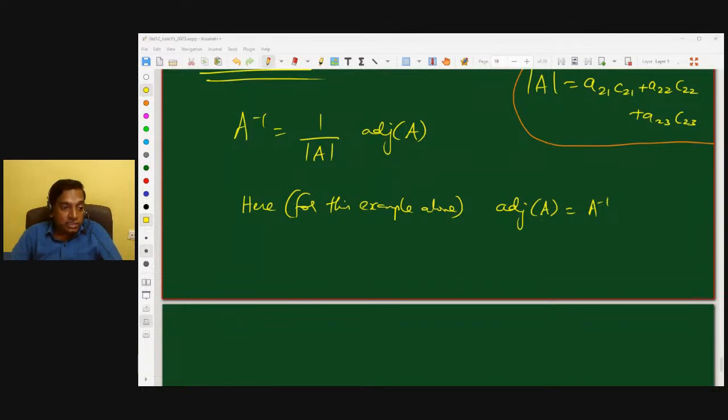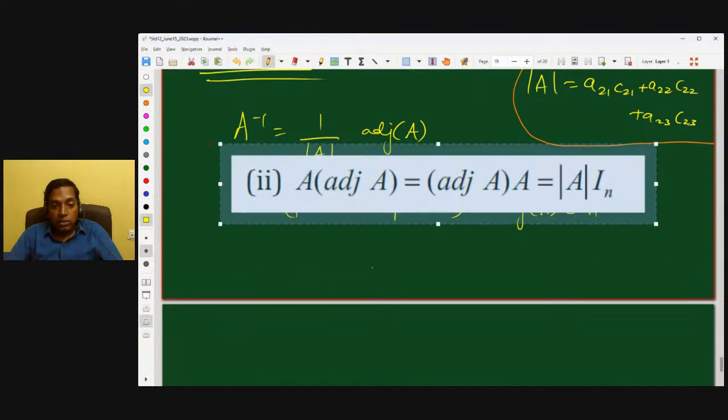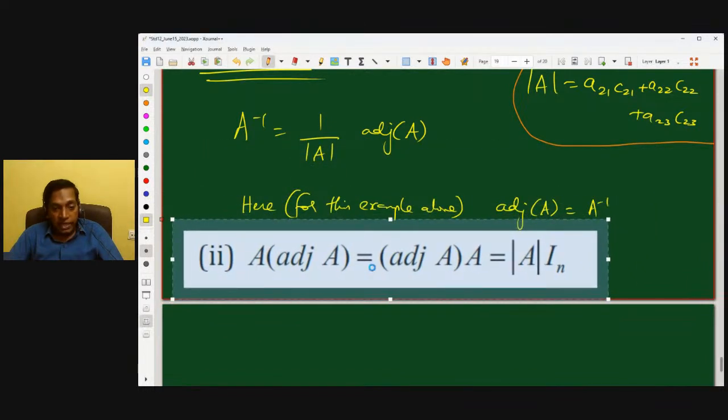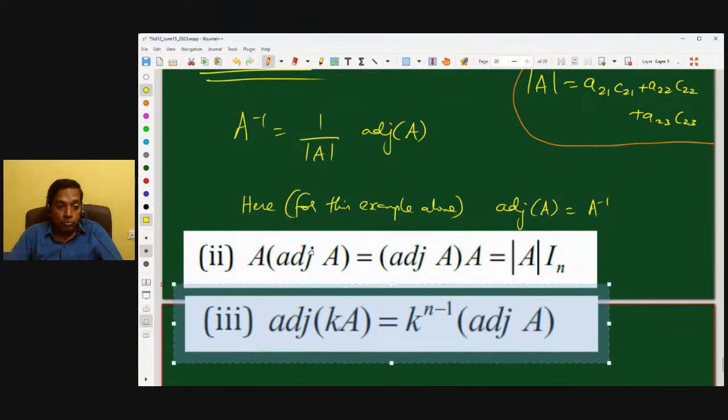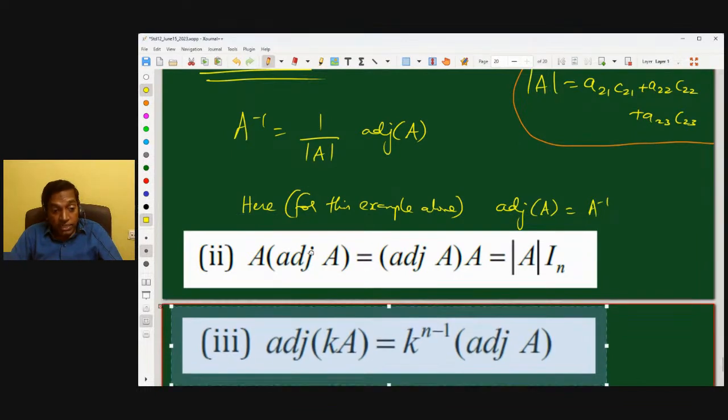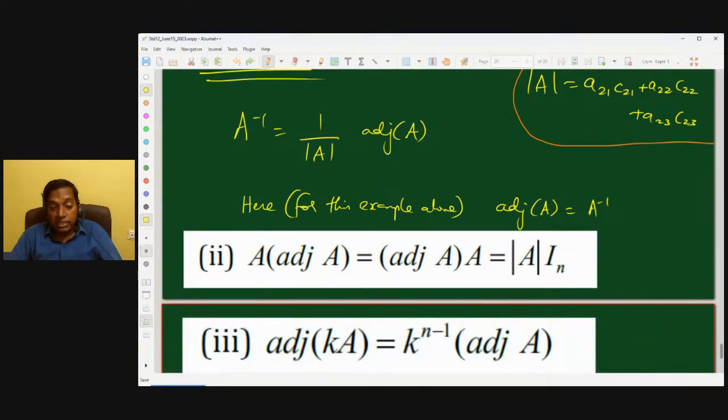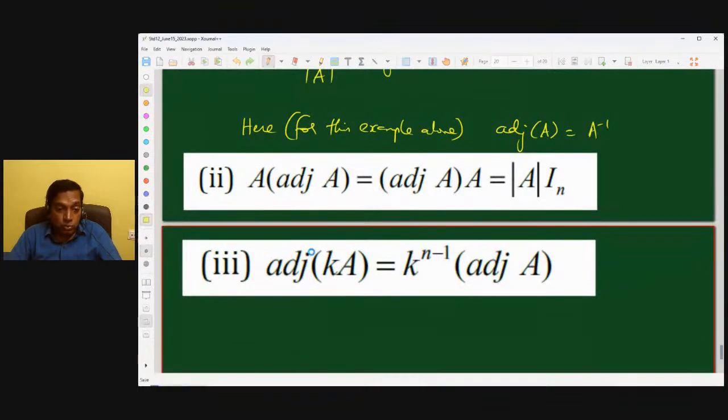But the adjoint has some beautiful properties, which is that A into adjoint A equals adjoint A times A is determinant A, because adjoint behaves like inverse except for a constant, which is determinant A. Now, why should it be like that? In general, any n by n matrix is a much bigger thing. So that's why I said I won't be able to do that. Adjoint of k times a matrix is k power n minus 1 times adjoint A.